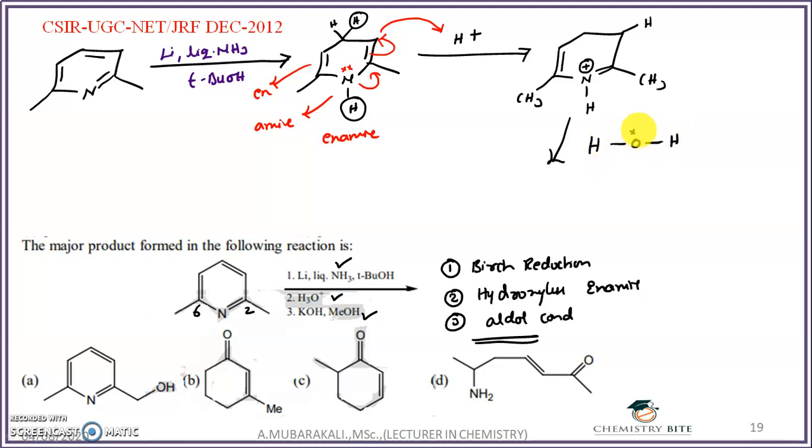So water is having the lone pair of electrons. So how will it attack on this? Very simple here. This pi bond will get polarized on the more electronegative nitrogen atom. At the same time, oxygen will bring its lone pair of electrons and attack on the carbon.